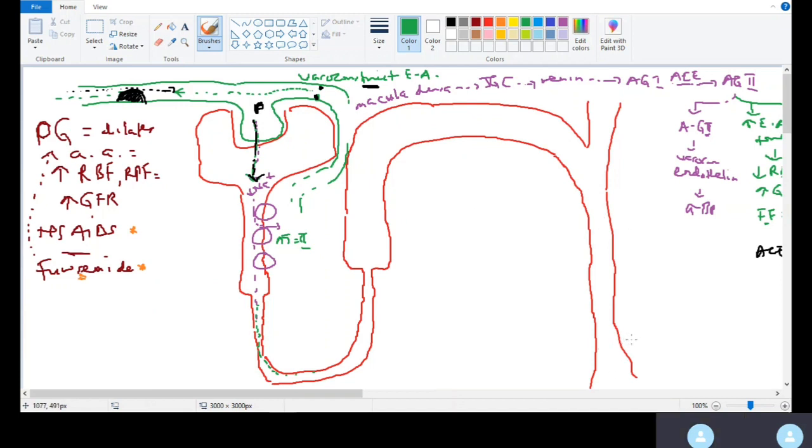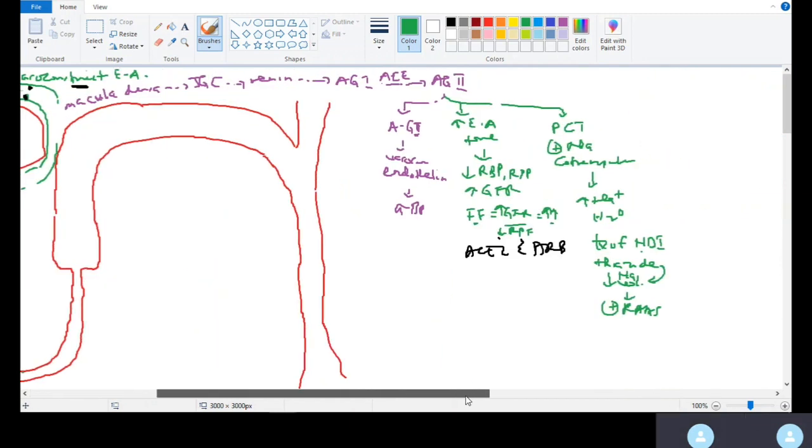Does this make sense? You get the principle? So this basically decreases the volume of water that will be lost in urine in those patients by increasing the proximal reabsorption of sodium and water at the PCT. Does this make sense? You get it? Okay, very good.